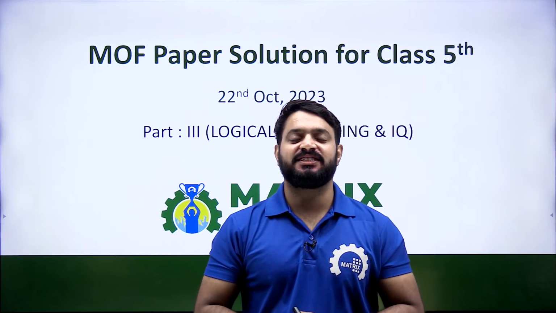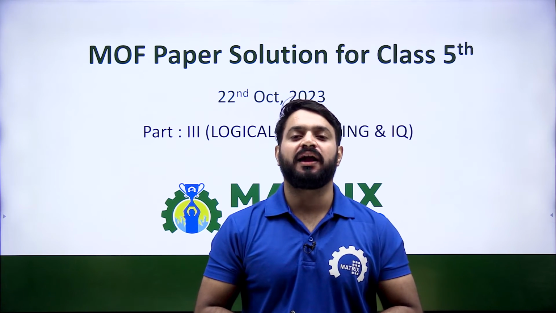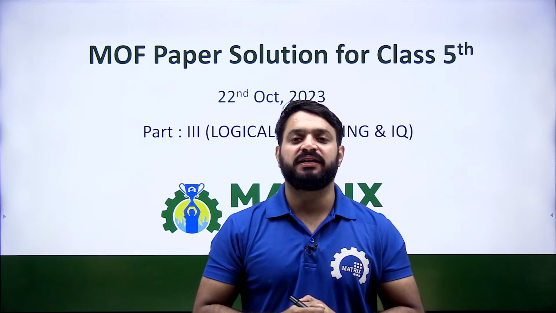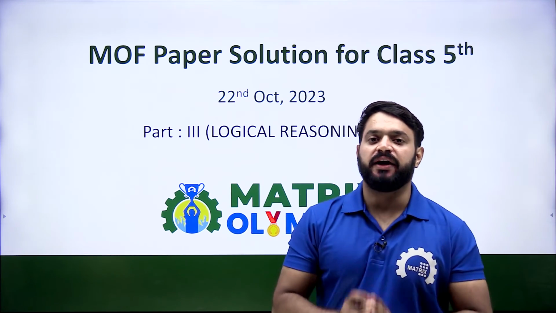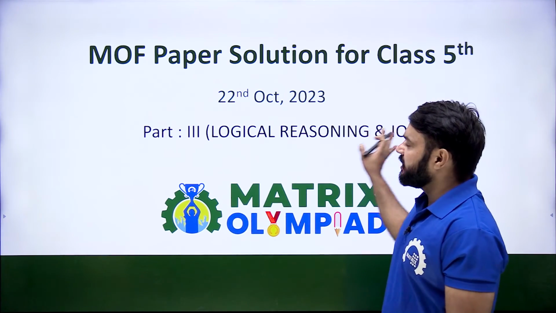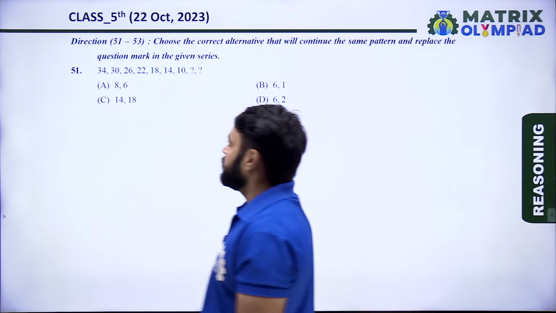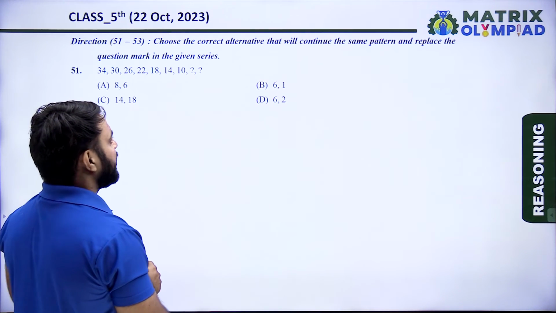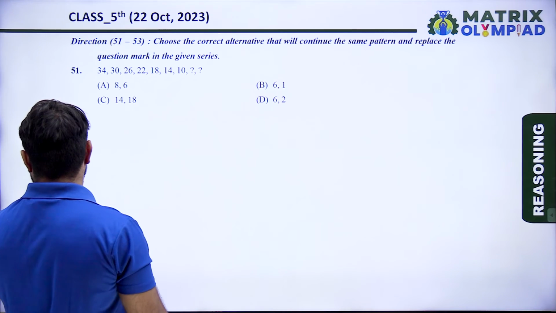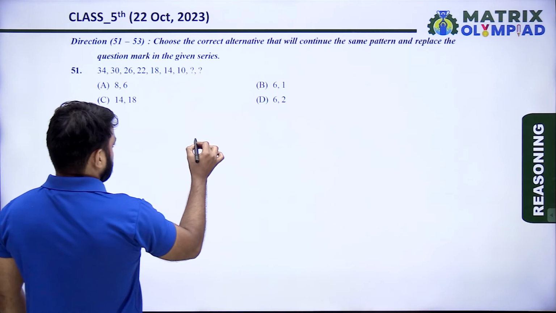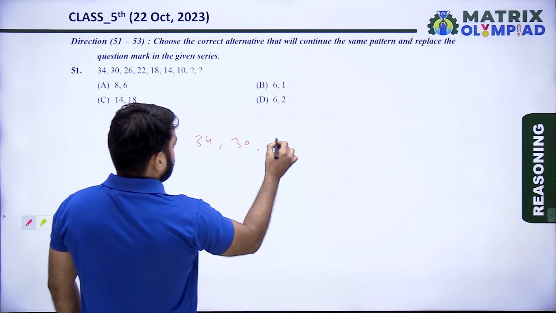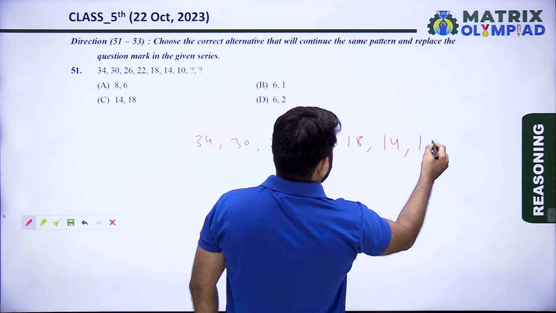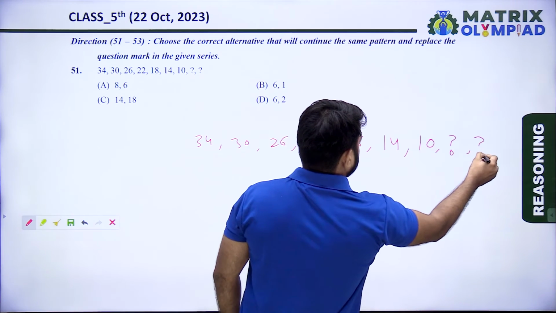We are here to discuss the solution of Matrix Olympiad paper of class 5th reasoning conducted on 22 October 2023. Hope you performed very well. So let's get started. Question number 51 to 53. Choose the correct alternative that will continue the same pattern and replace the question mark in the given series. Series is 34, 30, 26, 22, 18, 14, 10 and find the next two terms.